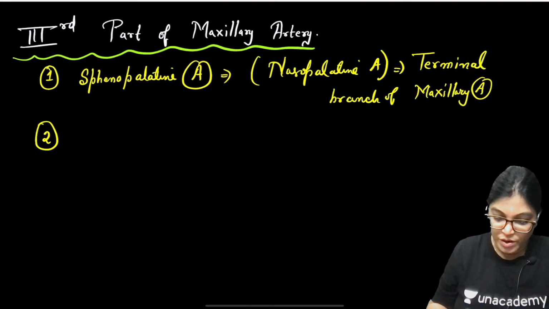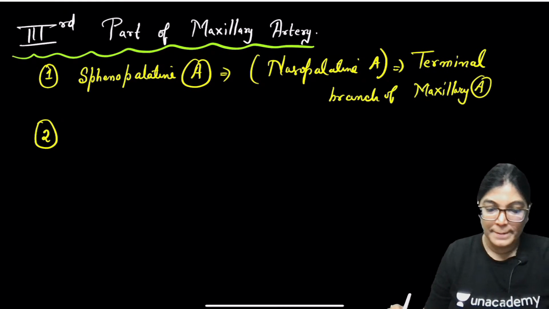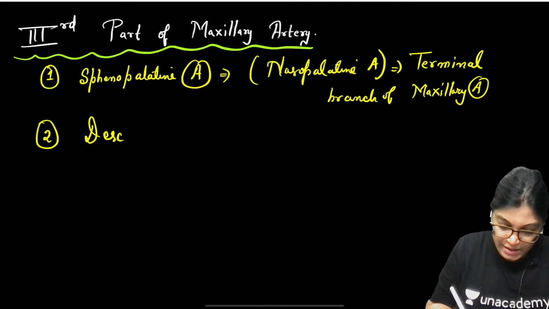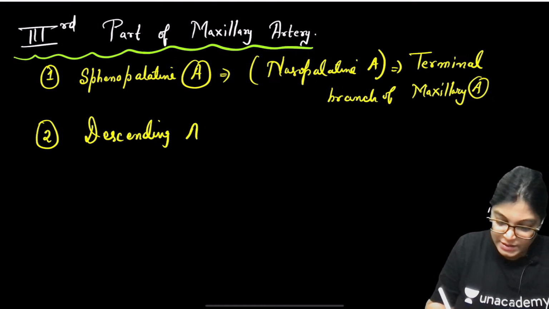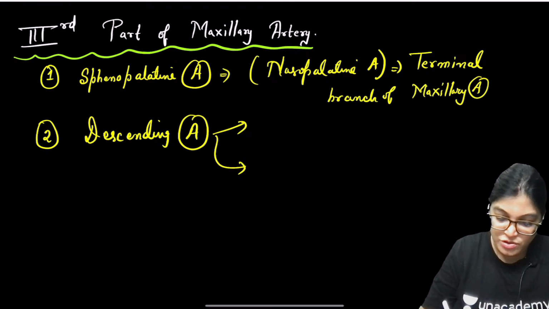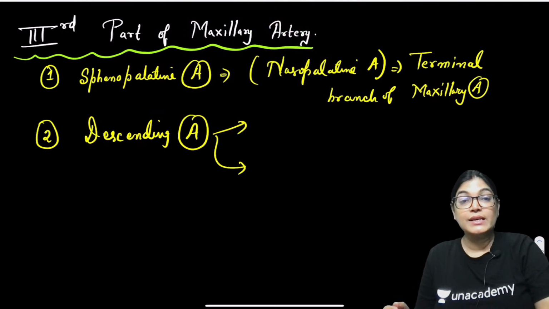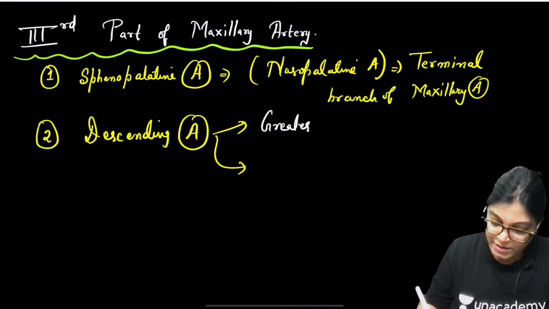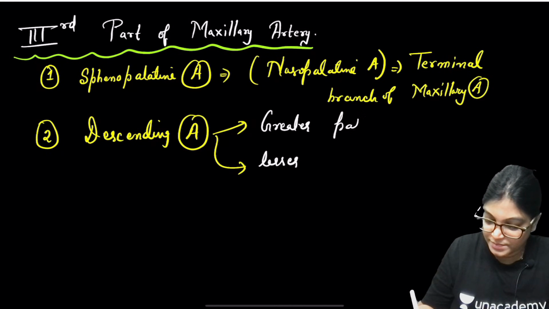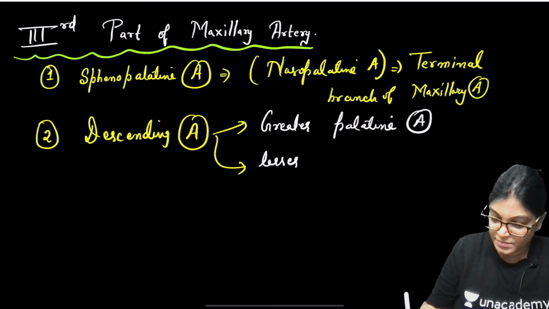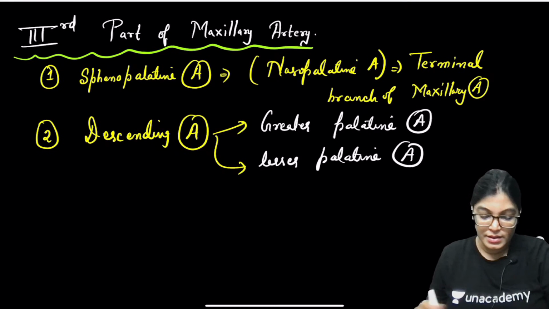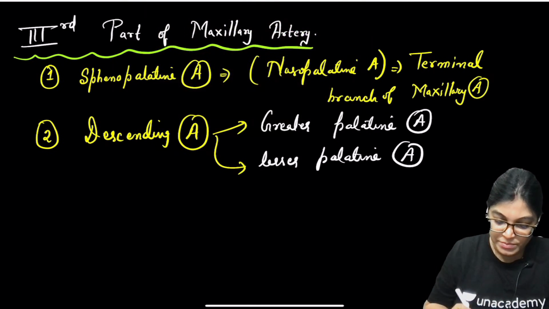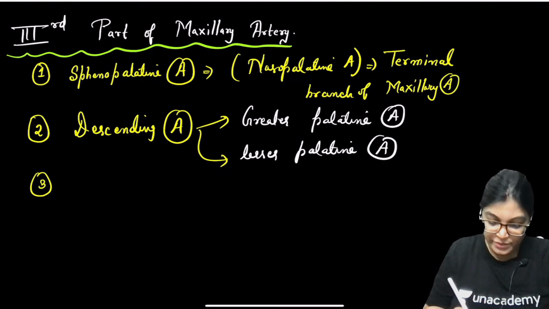Now coming to the second one, descending palatine artery. Descending palatine artery is giving 2 important branches. What are they? It is giving greater palatine and lesser palatine artery. The third important branch is infraorbital artery.